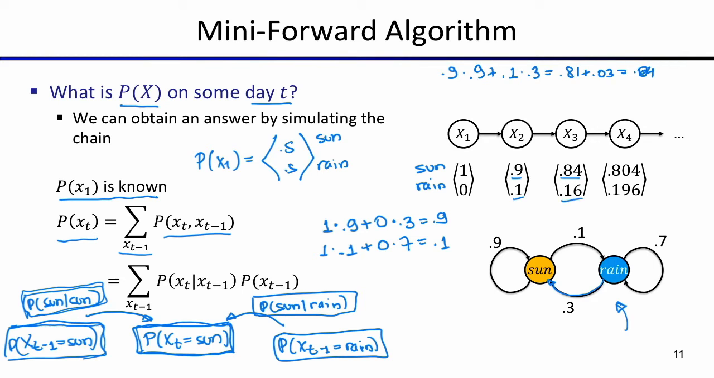And this 0.16 here, how do I justify this? Again, it's the same thing. Yesterday was a sunny day, 0.9, and I transitioned from a sunny day to a rainy day, 0.1, plus yesterday was a rainy day, 0.1, times the probability of staying in a rainy day, 0.7. So it's going to be 0.09 plus 0.07 equals 0.16.